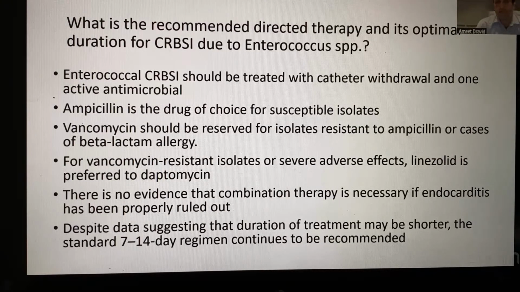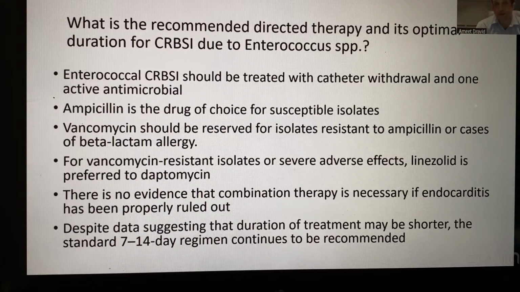Now the third organism, what is the recommended directed therapy for Enterococcus? So if the blood culture grows Enterococcus, then first is to remove the catheter and start an active antimicrobial. So for staph aureus, for Enterococcus, for Candida, for Pseudomonas, we do not keep the catheter in situ. We remove the catheter. There is no chance of treating through, no chance of keeping the catheter in situ. The catheter has to be out and antimicrobial has to be started.